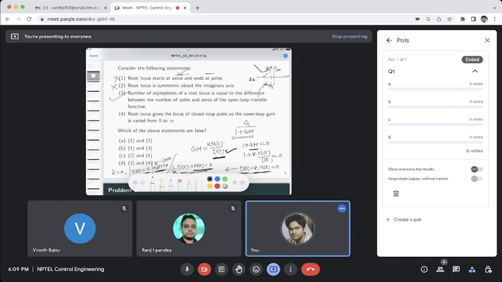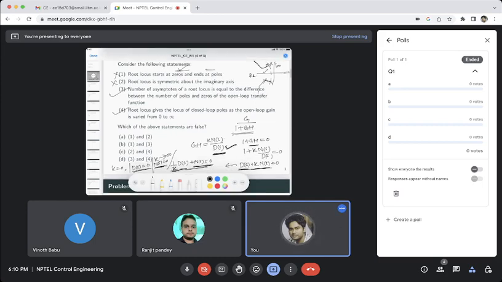So you just go through the basic properties of root locus. I am just explaining them. And root locus gives the locus of the closed loop poles as the open loop gain is varied from 0 to infinity. So this is also true, and this is for a negative feedback system only. So this statement is also true. So the false statements are only 1 and 2, okay. So this is option A.